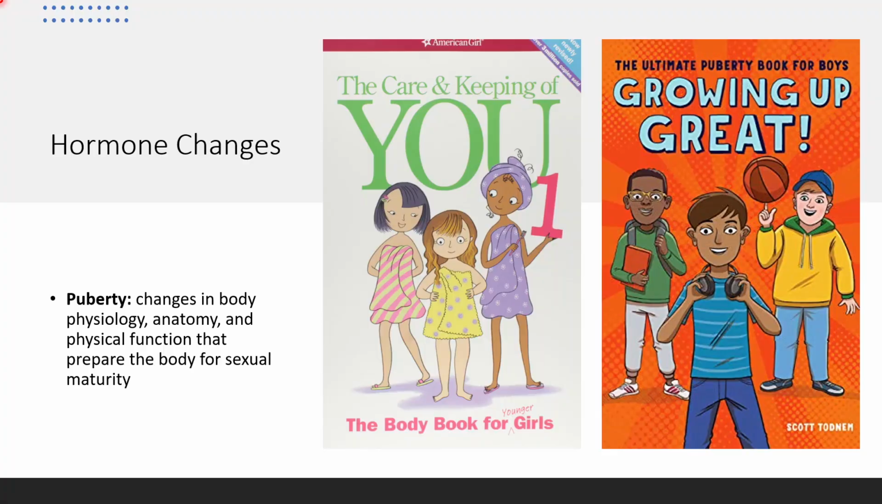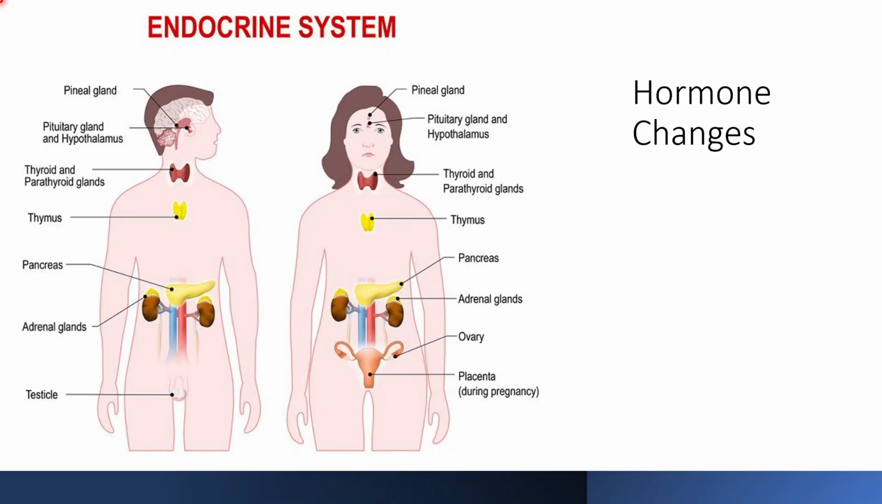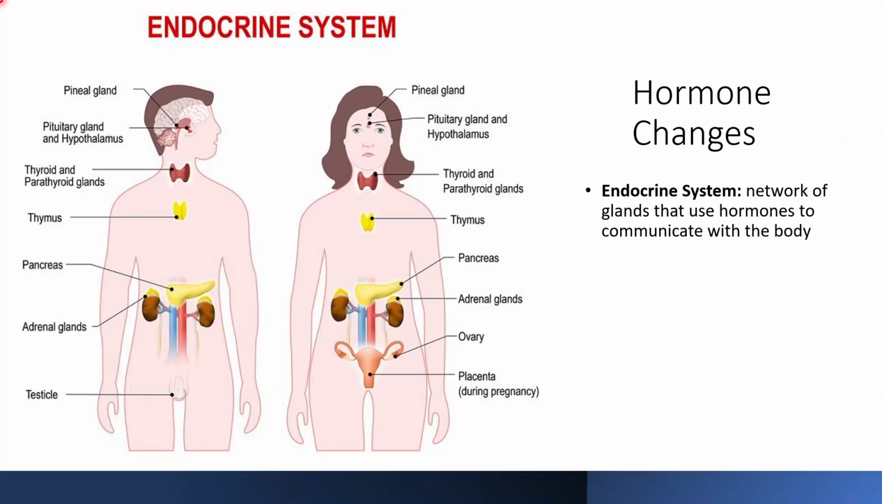So to get started, of course, we are all familiar with puberty and the changes associated with this time of our life. But just to make sure we're all on the same page, puberty does not just involve one type of change. In fact, there are physiological and anatomical changes, as well as physical function changes that we see as the body prepares for sexual maturity. Those changes, of course, have an entirely different set of social and psychological changes as well. So we want to start by breaking down what exactly is happening during puberty inside of our bodies.